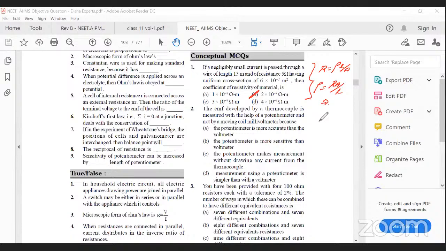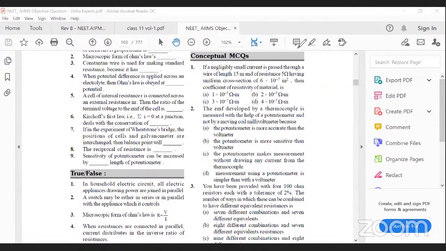Because the potentiometer makes measurement without drawing any current from the thermocouple. The options say the potentiometer is more accurate than the voltmeter, more sensitive than the voltmeter, or that it makes measurement without drawing any current from the thermocouple. No current is drawn from the thermocouple, which has its own resistive properties. So the answer is C. Second one, C, correct.